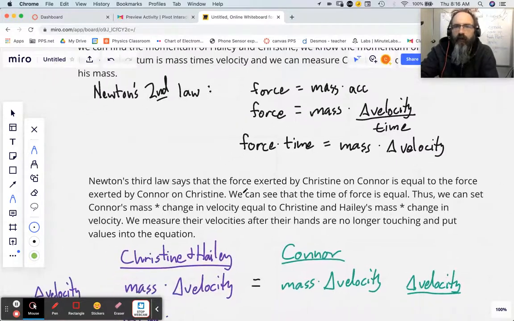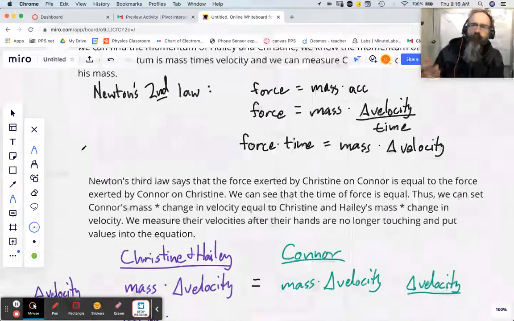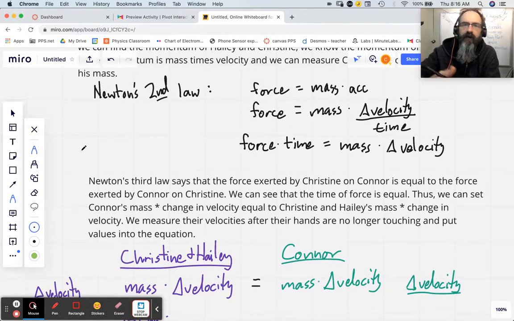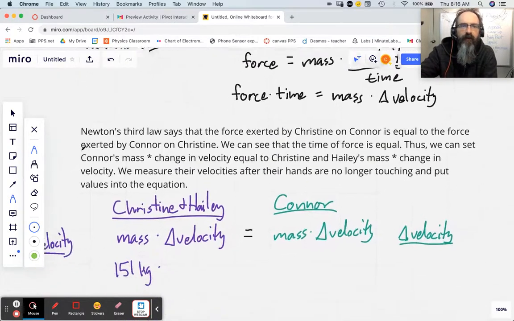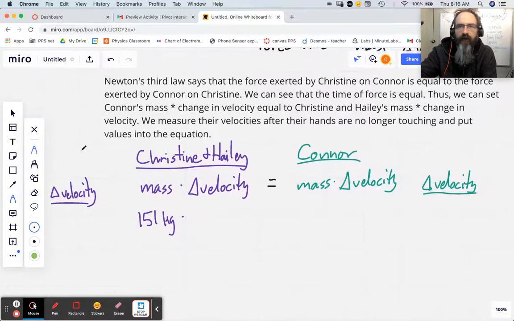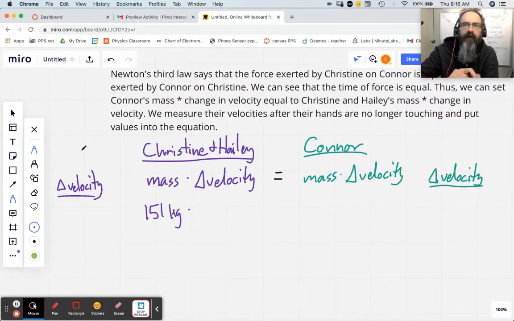Now, Newton's third law, I'm reading again, says that the force exerted by Christine on Connor is equal to the force exerted by Connor on Christine. We can see from the video, clearly it makes sense, that the time of the force that they exert on each other is equal. The time Christine exerts on Connor is equal to the time Connor exerts on Christine, and the force is equal. Thus, we can set Connor's mass times his change in velocity equal to Christine and Haley's mass times their change in velocity. We can measure their velocities after their hands are no longer touching and put the values into the equation.